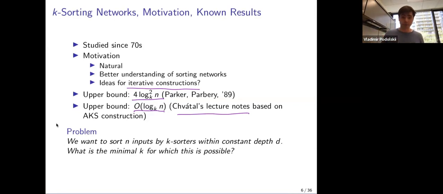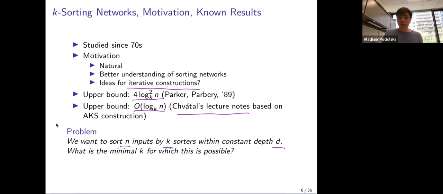But what will we do in this talk? In this talk, we will study the following problem. Suppose you want to sort n numbers, and we have K-sorters. The size of the array is n, the sorters are K-sorters, and the depth is d. Suppose we fix d. What is the minimal K for which this is possible?